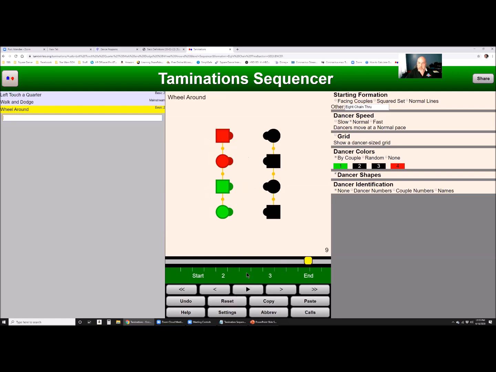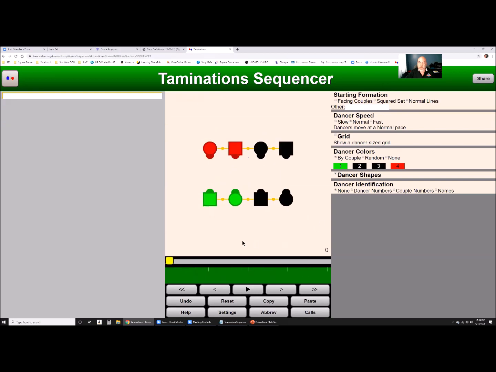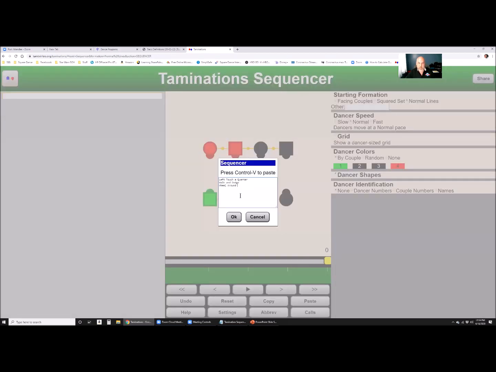Now, again, that left touch a quarter, that 8 chain is important because, again, this goes back to the arrangement that you're doing it from. You need to do it from an 8 chain through. You can do it from facing lines, right? You can do the call from here, particularly if I paste it in.